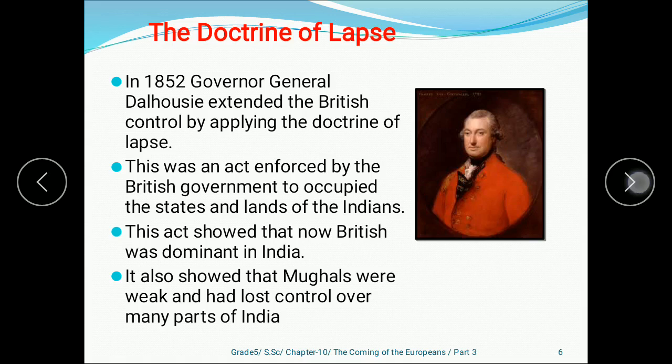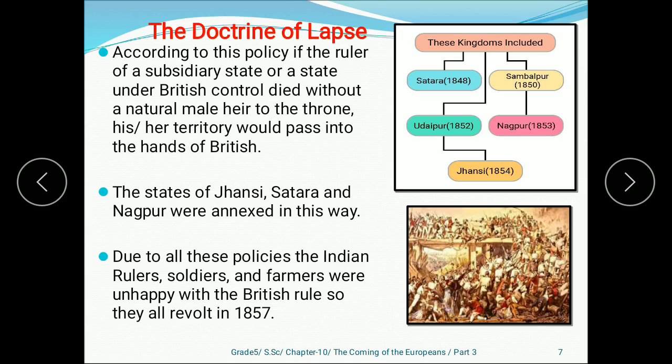Now let's read the system. According to this policy, if the ruler of a subsidiary state or a state under British control died without a natural male heir to the throne, his or her territory would pass into the hands of the British. So according to the Doctrine of Lapse, if an Indian ruler died without a natural born heir, an heir meaning a person who will legally receive money, property, or title from another person, then the state would automatically come under the control of the Britishers.